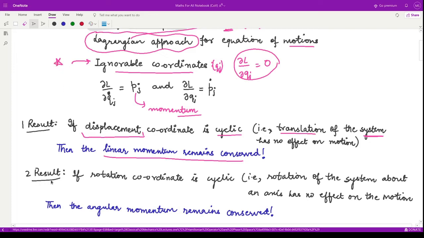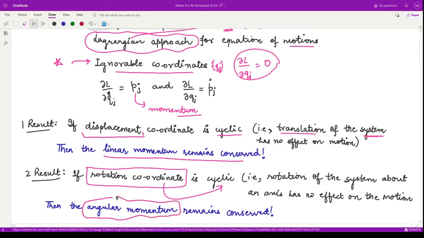Another property is that if we are rotating some system about any axis, and that rotational coordinate also does not show any effect on the motion, then we can call it an ignorable or cyclic coordinate. In that case, the corresponding angular momentum will remain conserved, because this momentum is only affected by the rotation of the system.